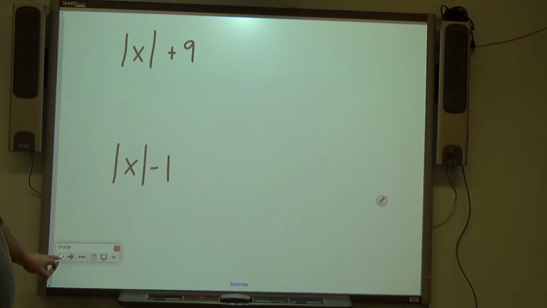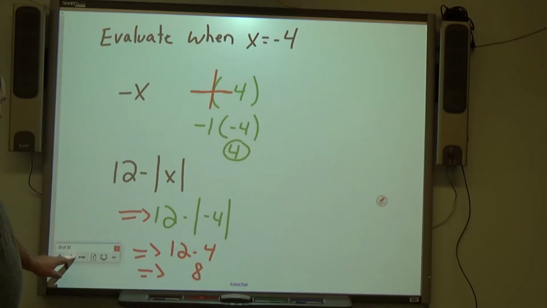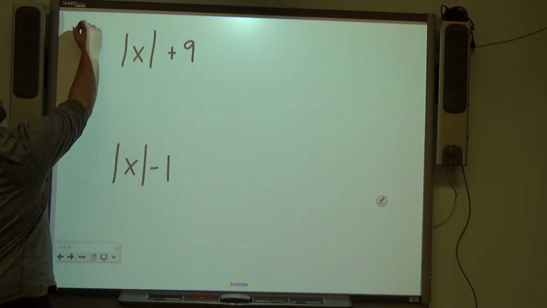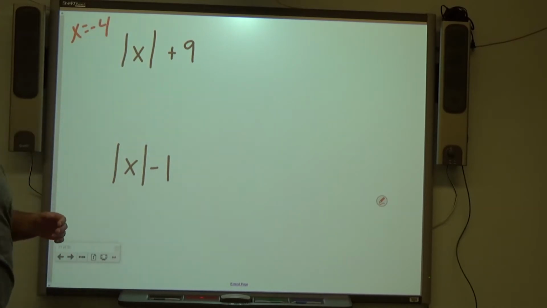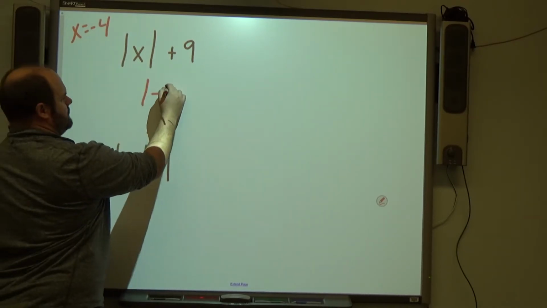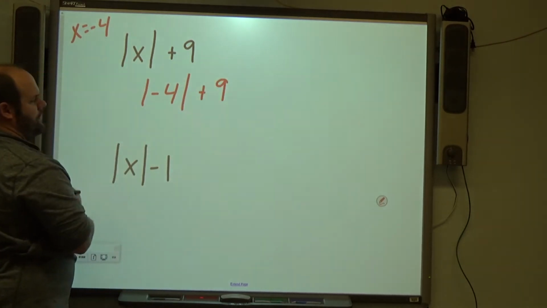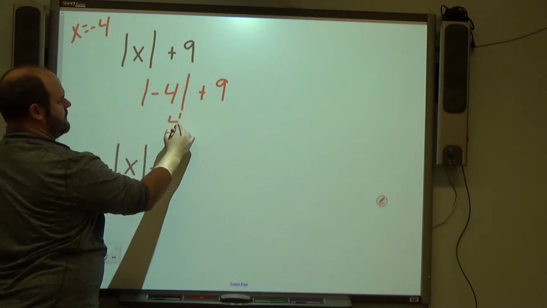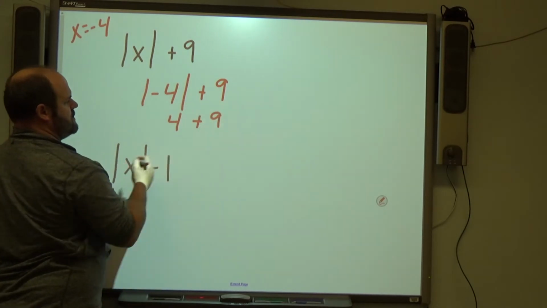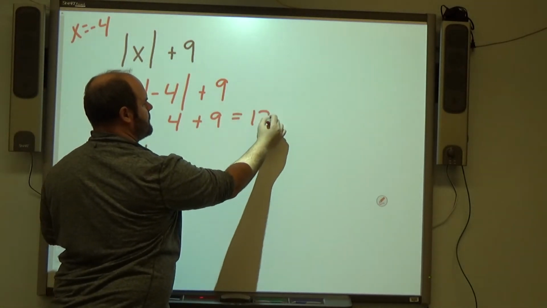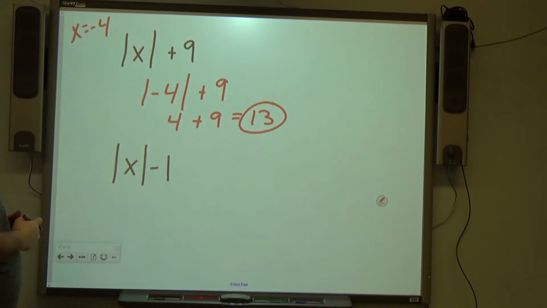Okay, here's your next one. And once again, x equals a negative 4 from the previous slide. We have to remember that. So we have a negative 4, the absolute value of that, plus 9. The absolute value of a negative 4 from the previous slide was positive 4. 4 plus 9 gives me 13.